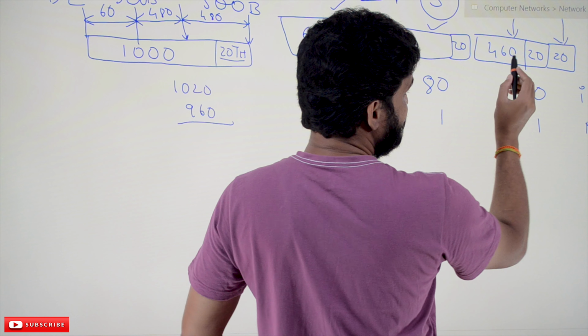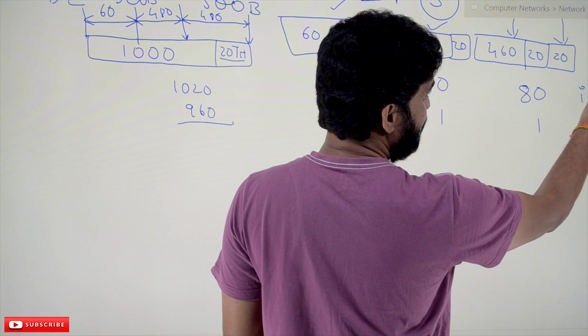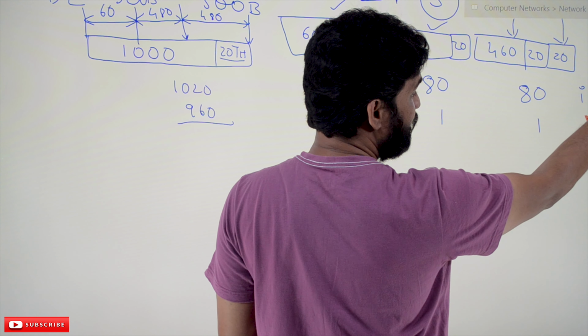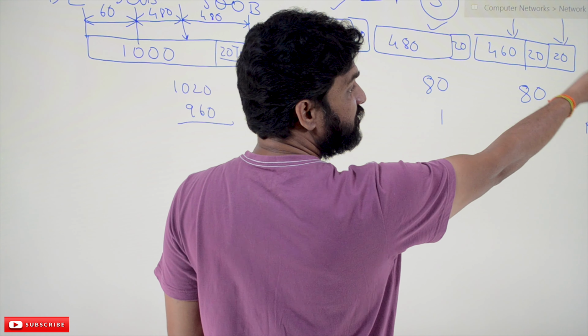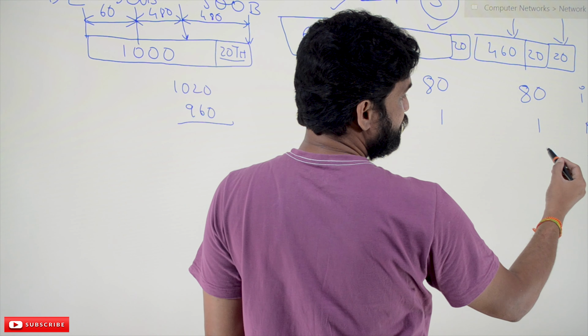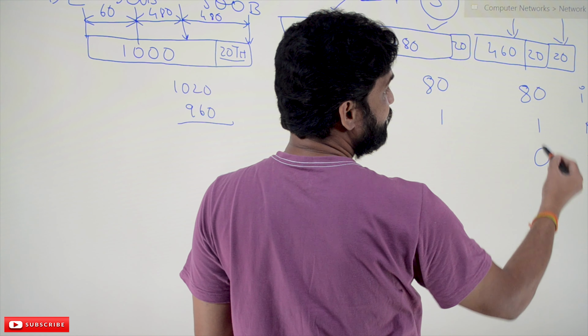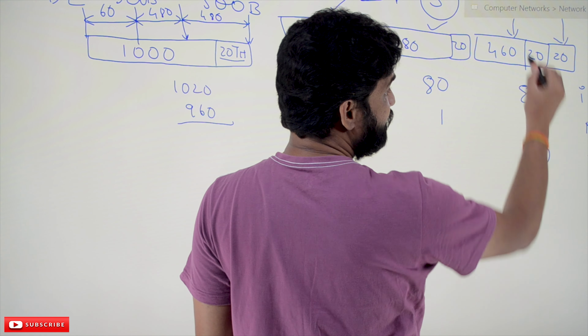So for this data fragment, are there any data bytes ahead? Are there any fragments ahead? No, there are no fragments, so there are no data bits also. So the fragment offset that will get assigned in the network header of this fragment is 0.